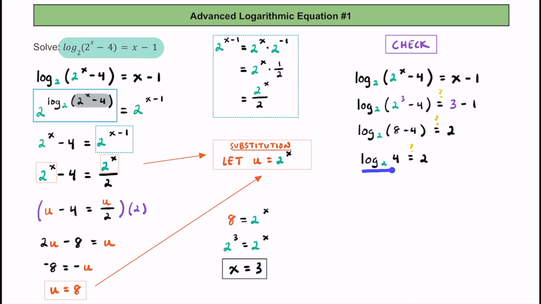And finally, log base 2 of 4 is equal to 2. So we can say that 2 does equal 2. So this does indeed check out, and x does equal 3.